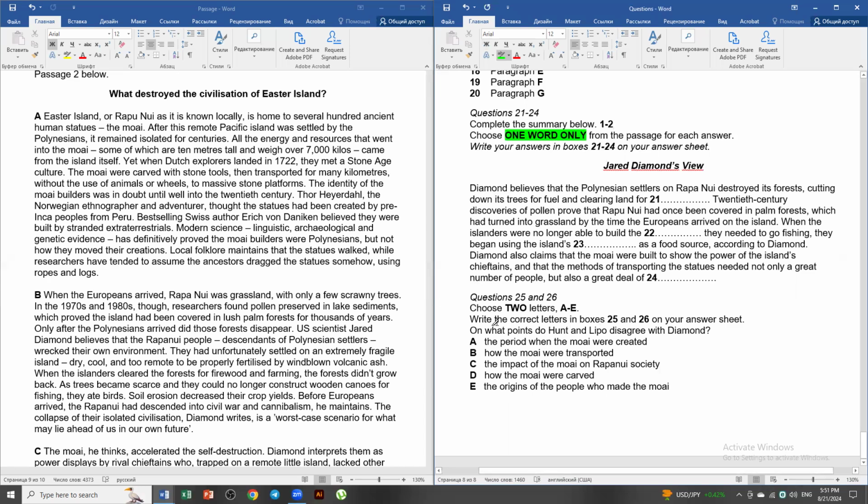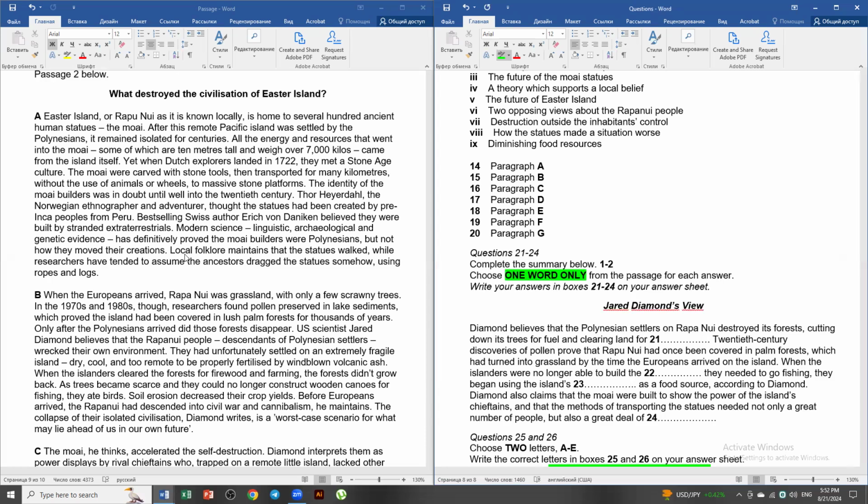However, the multiple choice question, which is five option multiple choice, which is 1, 2, 3, 4, and 5, they come in order. So what you have to do is, here the question is asking, on what points do Hunt and Lipo disagree with Diamond? That's what is asked from you. And now if you go through each of them, let's get started.